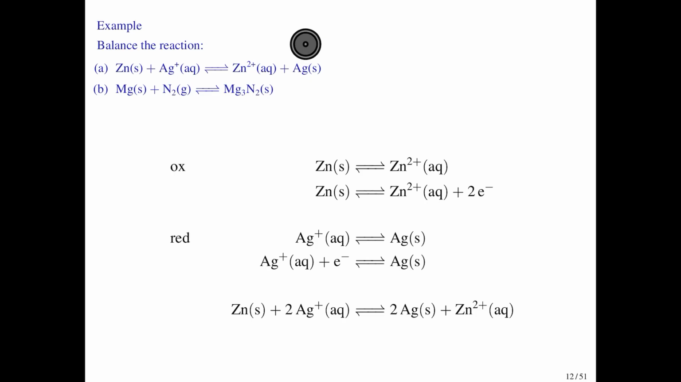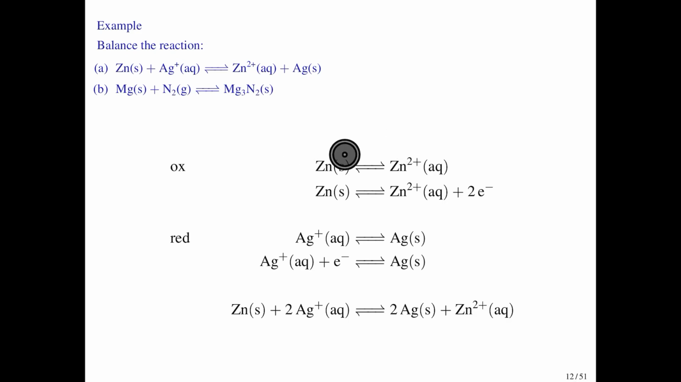Okay, so we want to balance that. Well, you want to assign the oxidation numbers to figure out who's being oxidized and who's being reduced. In this reaction, it's pretty easy. You can tell that the zinc is being oxidized, right? Its oxidation number increases, goes from 0 to +2. The silver ion, however, is being reduced. It goes from +1 to 0. Okay, so we know that zinc is oxidized, silver plus is reduced, and so we can split this reaction into the half reactions. You take the zinc, put it on one side, and the zinc 2+ on the other side.